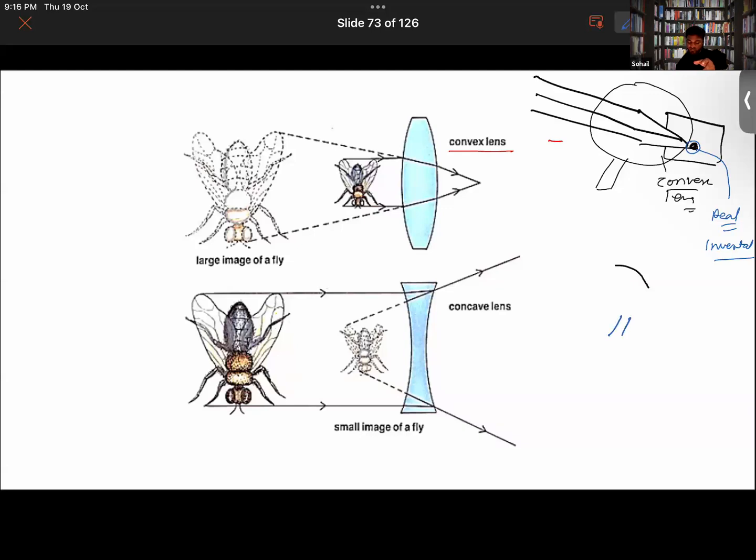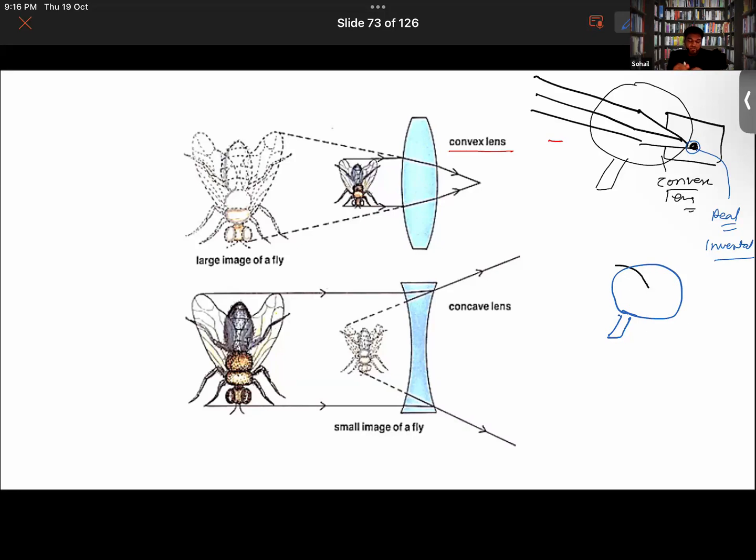They say that if we do that with the convex lens, the paper will be burned, right? Exactly. Why does that happen, sir?